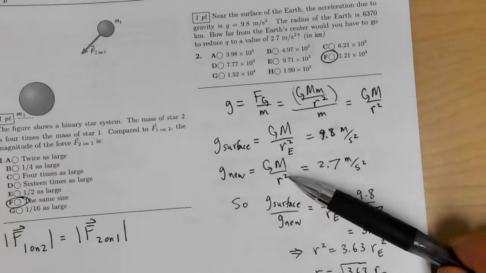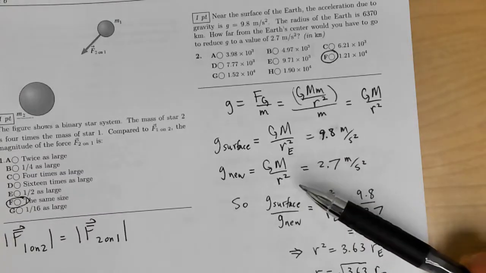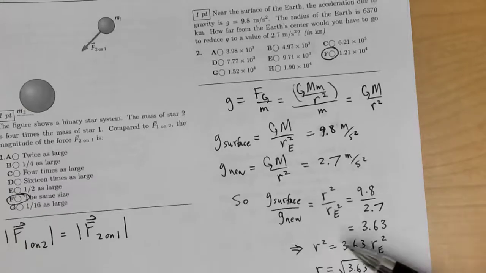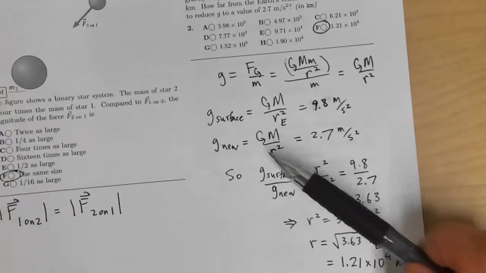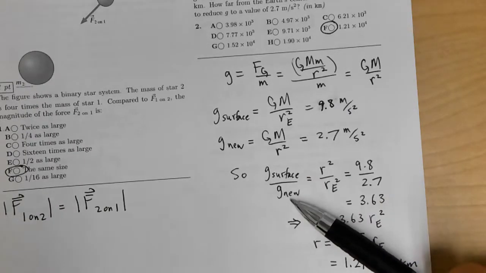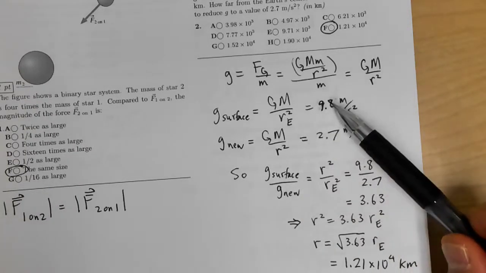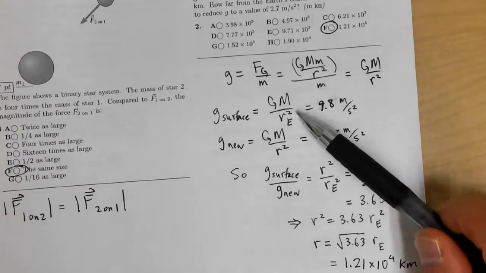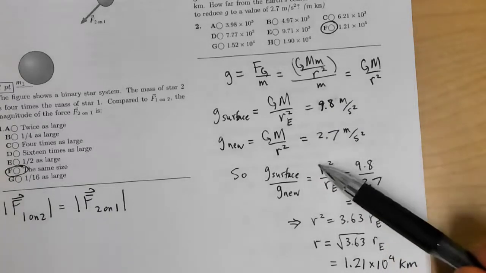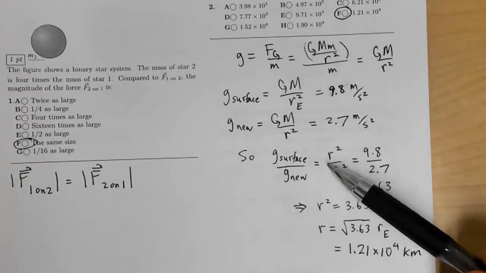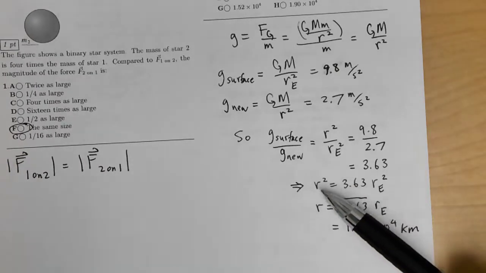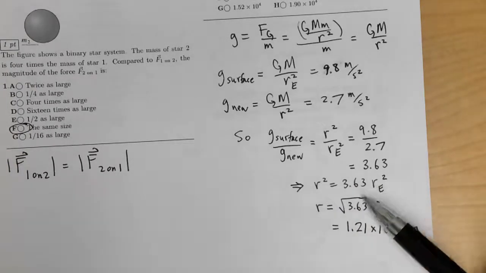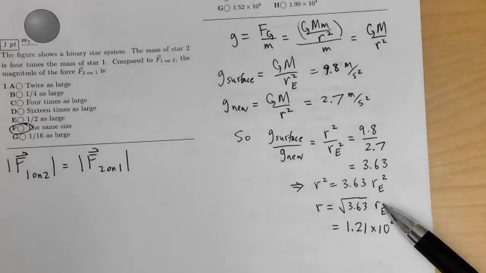So the idea is I'm just going to figure out how much bigger r must be compared to Re, as something times Re. So I'm going to take the ratio of g surface to g new. This will give me 9.8 over 2.7. But if I look at these formulas, the ratio will give me r squared over Re squared. Okay, so that gives 3.63. And so r squared is equal to 3.63 Re squared. So r is equal to the square root of 3.63 times Re. And we get 1.21 times 10 to the 4th kilometers.